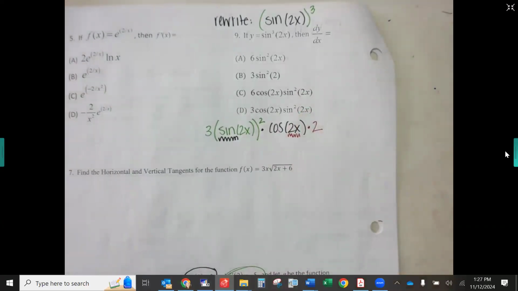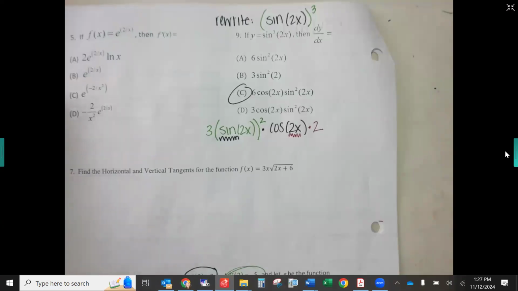So you're working layer by layer from the outside in. Remember, though, the core of that cubic doesn't change. You do the 3, power it down, and then multiply the derivative behind it. Don't replace the original core. So 2 times 3 is going to give me what number in the front? 6, which means it's going to be answer C.